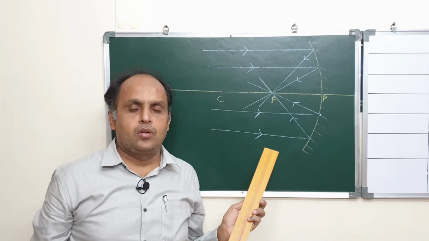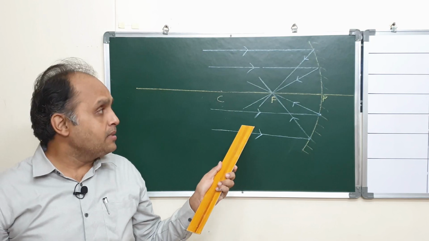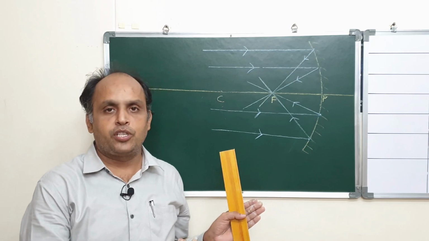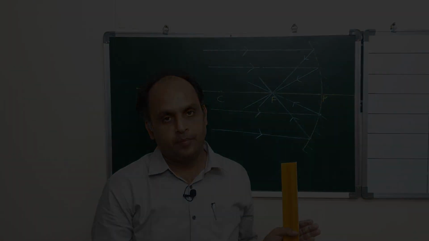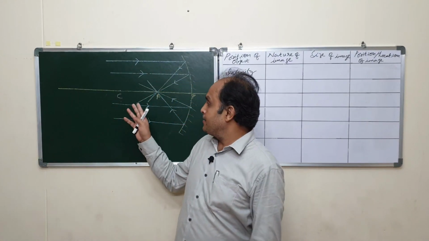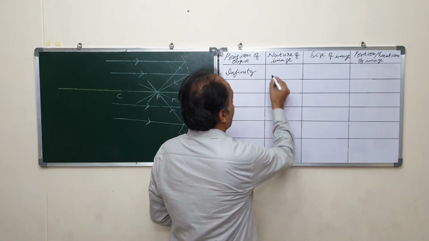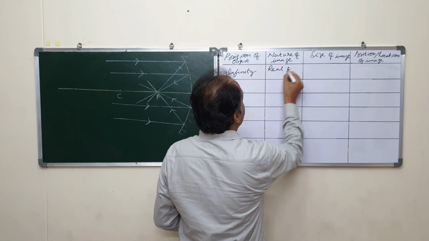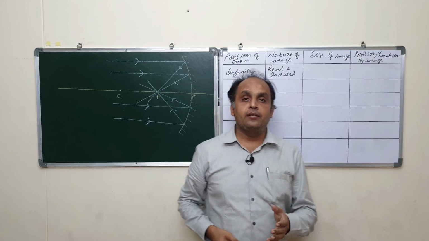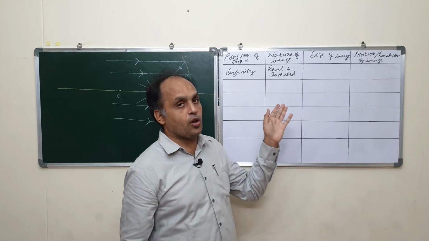This is how the image formation takes place when the object is at infinity. So now we will learn the characteristics of the image formed for this position of the object. When the object is at infinity, as you can see here, the rays of light after reflection actually meet at a point. So the image formed will be real, and a real image is always inverted.